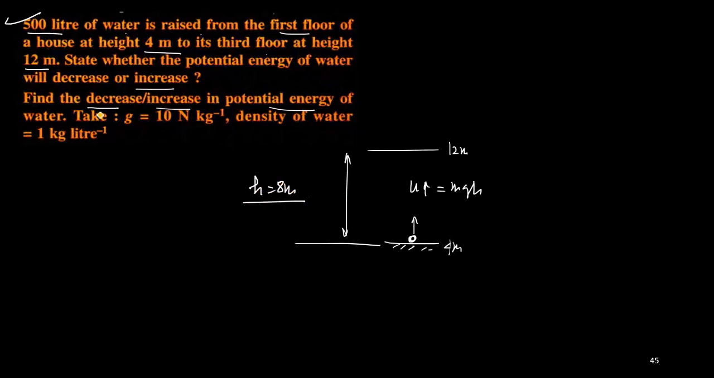So m is what? 500 liter mass of water is 500 kg, because the density is given as 1 kg per liter. m is 500 kg. And if you take g equals 10 and h equals 8 meter, that is the answer in joule. Okay, this much amount of potential energy of the water will increase.